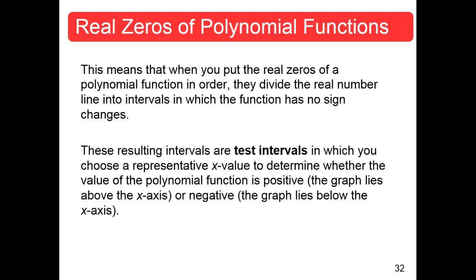What that means is that when you put the real zeros of a polynomial in order, they divide the real number line, which is your x-axis, into intervals into which the function has no sign change.